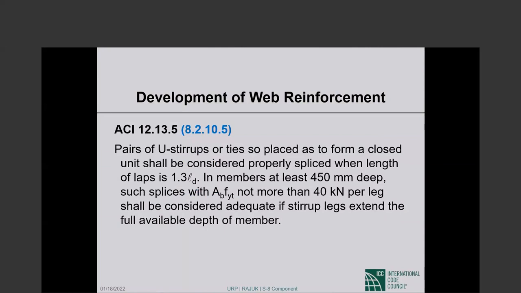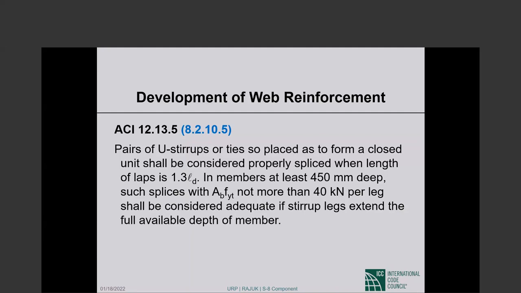So pairs of U-stirrups. The idea here is you take two U's. One, the verticals are going up, and then in another, the verticals are going down. You put one on top of the other to make a closed hoop. That's the idea, or hoop-like thing. So pairs of U-stirrups or ties so placed as to form a closed unit.